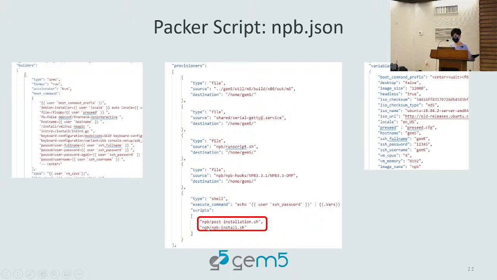The last section is two executable files. One of them is post-installation that takes care of a couple of steps after the Ubuntu is installed on the disk image. And the last one is npb-install.sh, a shell script file to basically compile the workloads into the disk image. We're going to see the details of these two files later. And the last section, variables, is basically, again, some information to be set for the configuration in the first section.